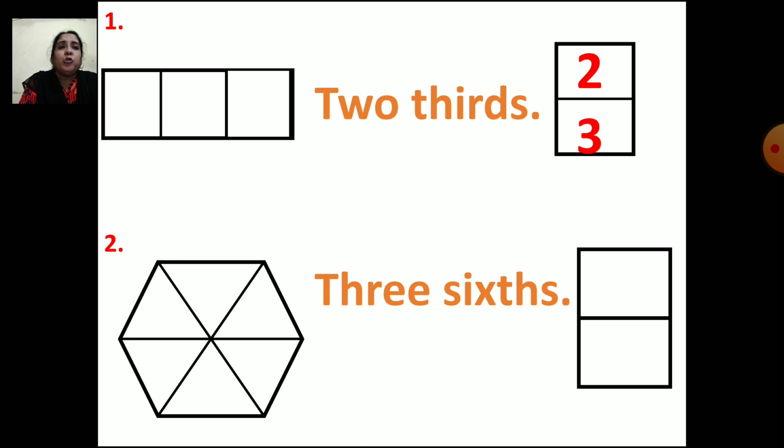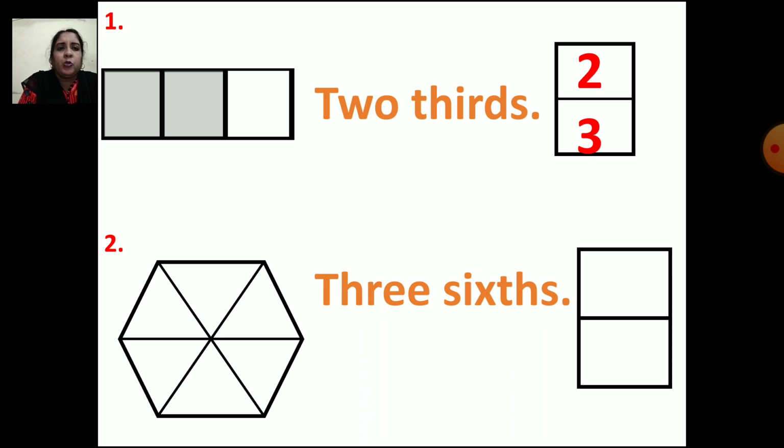And you have to shade, you have to color also. So how many parts out of 3 are you going to color? 2 parts, right? So how are you going to shade or color? 1, then 2. Very good. So this is how you are going to shade or color the part and write in the form of a fraction. Okay, children. Now let us see the second question.